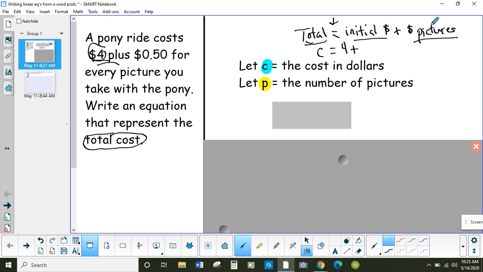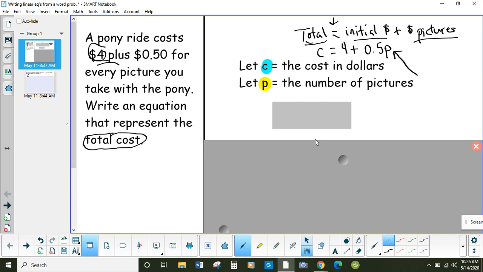Plus, how much per picture? It's 50 cents. 50 cents is 0.5. 0.50 is 0.5, right? But it's not just 50 cents. It's 50 cents every picture. So that's where you put another letter. So if it's every picture, each picture, per picture, a slash, when you see those things, each, every, per, slash, that usually means you're going to put the letter right there.